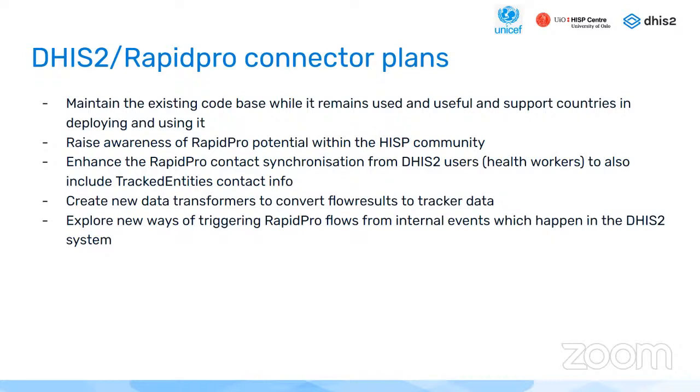Enhancing the RapidPro contact synchronization. This is something we talked about quite a bit in the presentation, but we've seen how we can make a link with DHIS2 users, essentially mostly health workers, but very soon on the roadmap is including tracked entities that would be required, for example, for that Indian hospital project. Also creating new data transformers to convert different types of flow results to different types of DHIS2 data.